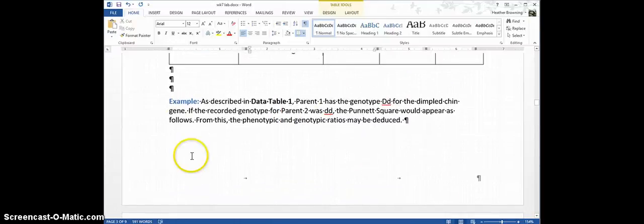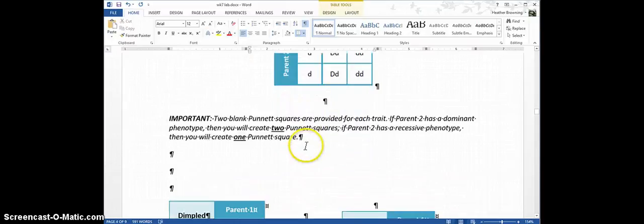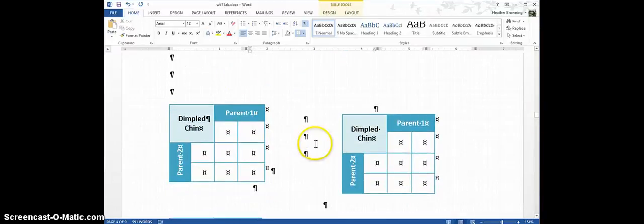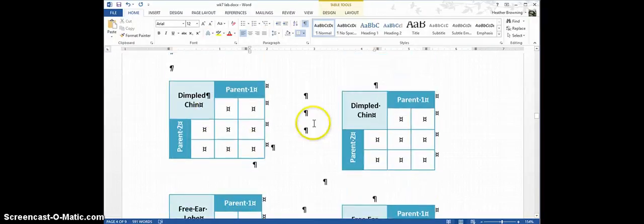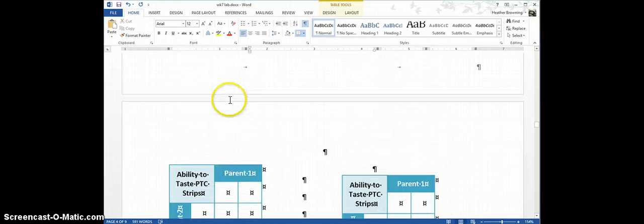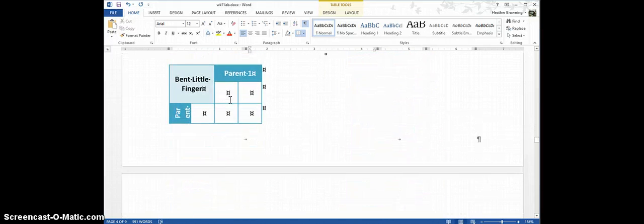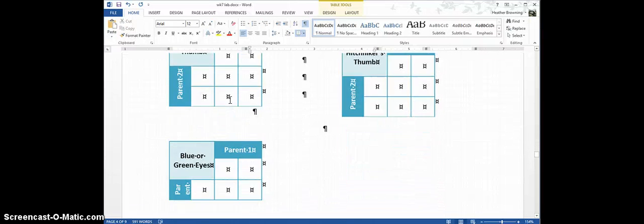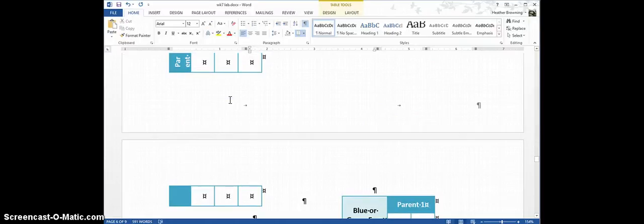Okay, and then here it tells you about stuff. Like the dimpled chin. You see here there's 2 for dimpled chin. You'll put in parent 1 what they gave you, and you'll be parent 2. If you have a recessive, you will have only 1 option for parent 2. But if you have a dominant, there will be 2 options, right? So you do that for all our Punnett squares. There's a lot. Keep scrolling because there's a lot of traits.